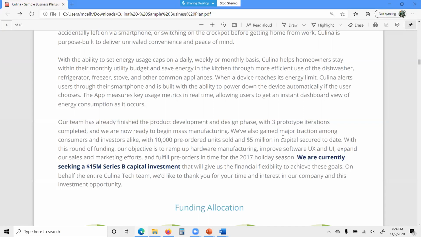What do they need the money for? They need more hardware manufacturing. They wanted to improve the software that was being used in their entity and be able to fulfill those 10,000 pre-ordered units. So they need money to get rolling. So we're looking for $15 million.